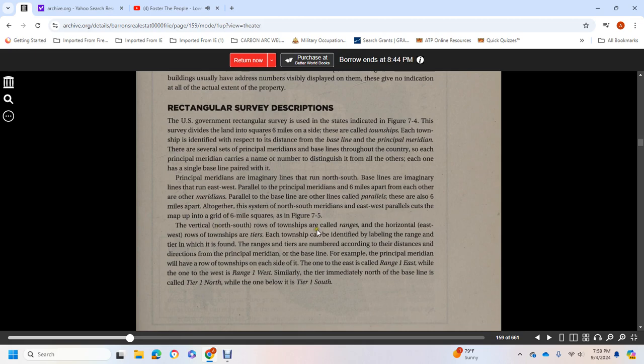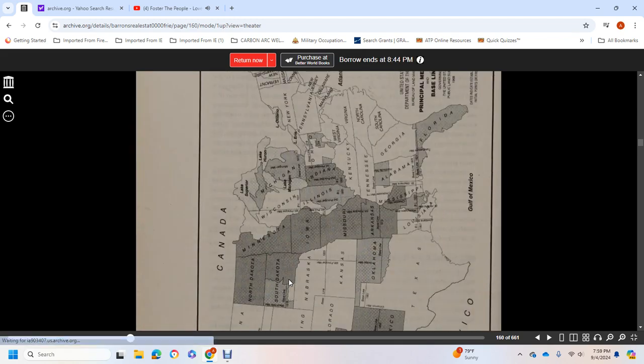The vertical north-south rows of townships are called ranges, and the horizontal east-west rows are called tiers. Each township can be identified by labeling the range and the tier, which are found by counting the number according to the distance and direction from the principal meridian and the baseline. For example, the principal meridian will have a row of townships on each side. The one east is called range 1 east, while the one on the west is called range 1 west. Similarly, the one immediately north of the baseline is tier 1 north, and the one below is tier 1 south.